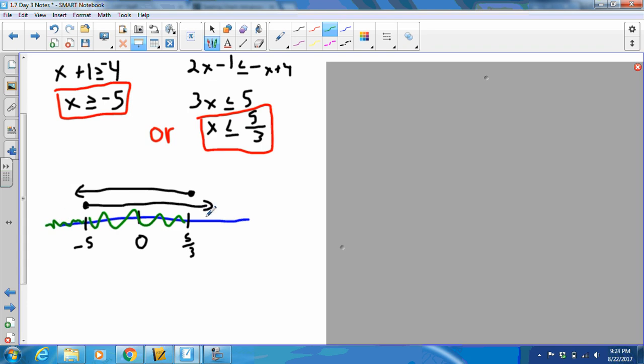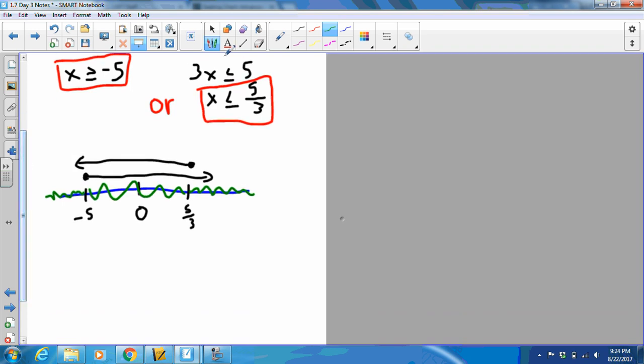And now you think of numbers bigger than 5/3. Let's pick the number 3. If we plug 3 in for this x, 3 is greater than -5. So any numbers to the right of our 5/3 are solutions to our inequality. Because we shaded the entire number line, and if we went forever we would shade the entire number line, we incorporate all of the numbers on the number line as our solutions.